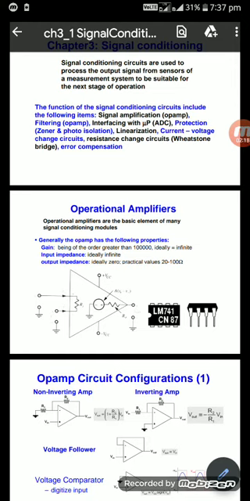Nowadays we use converters for analog to digital communication. That means the Zener diode and photodiode. These totally depend upon current and voltage charge circuits.